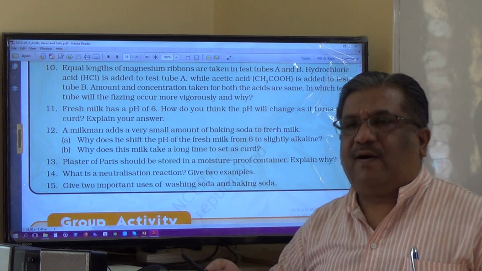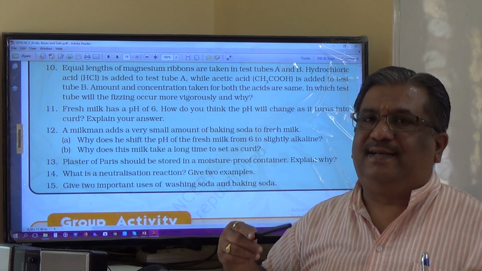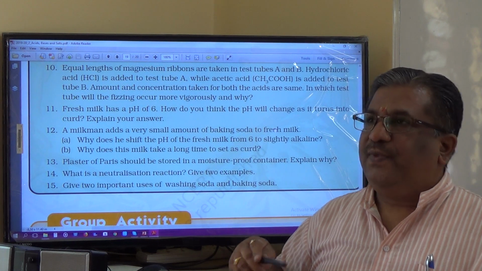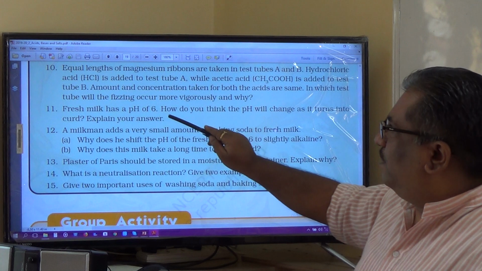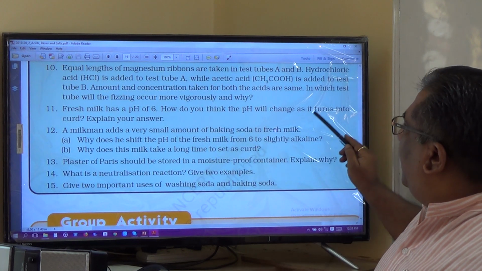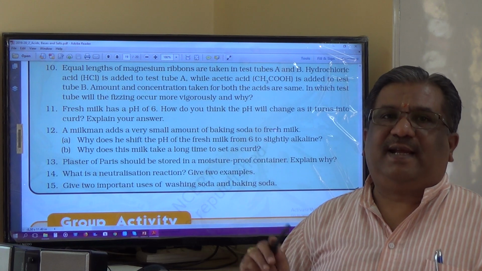It becomes sour, or as it turns into a curd, it contains an acid. What is that acid? Lactic acid, and therefore pH further decreases. Fresh milk has a pH of 6. How do you think the pH will change as it turns into curd? The pH decreases because lactic acid is produced.